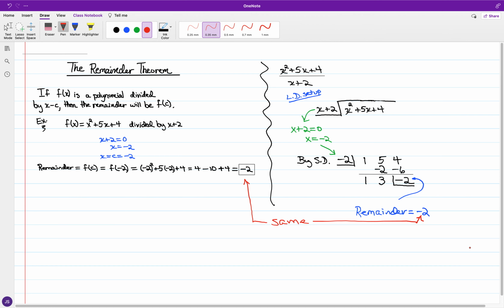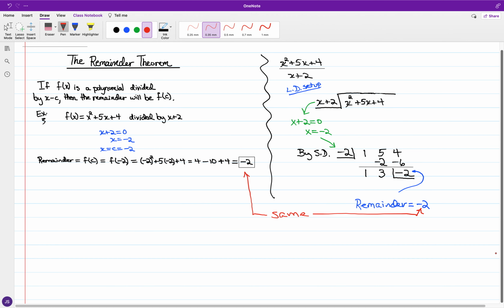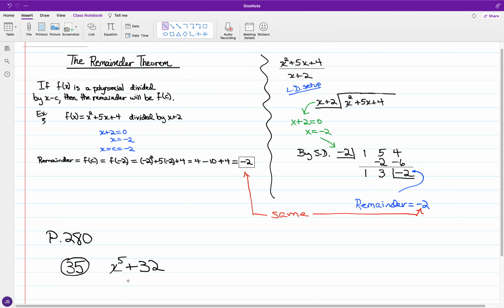Now, crossing over to a blend of synthetic division and application of the remainder theorem, we have from page 280, in our exercise set, number 35. Here we have a fifth order binomial expression, x to the fifth plus 32, which is divided by the binomial x plus 2.